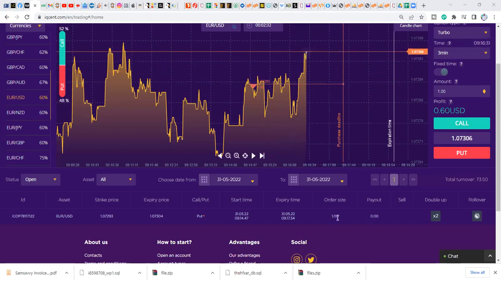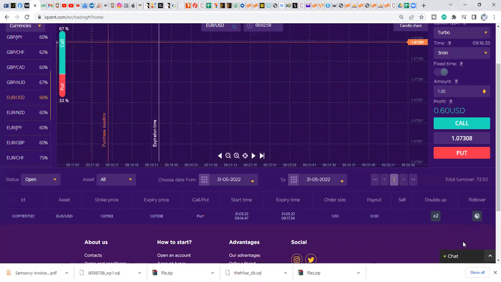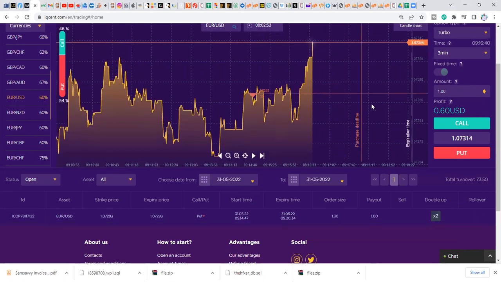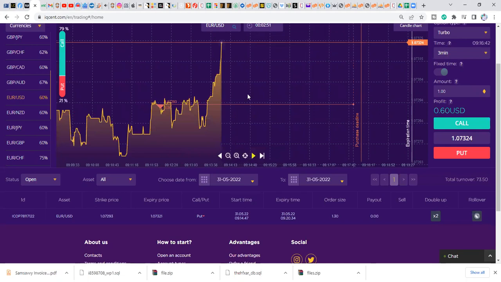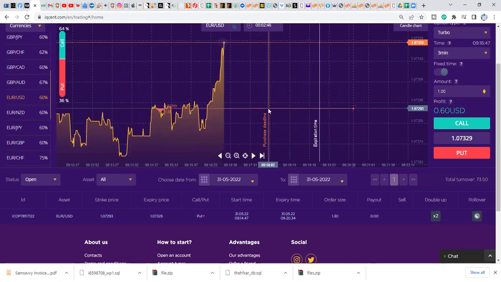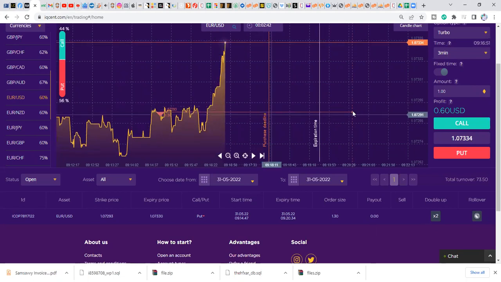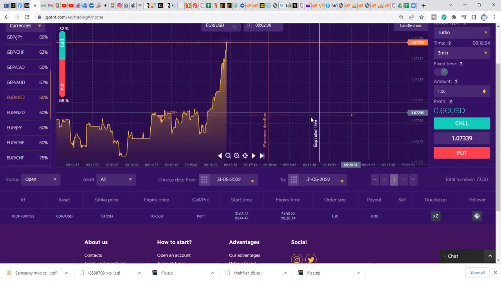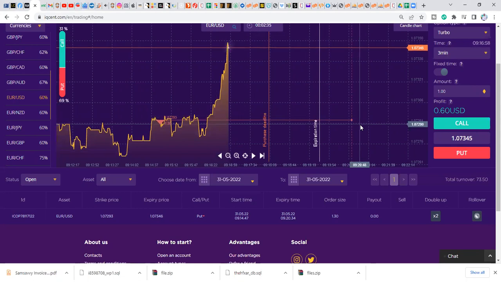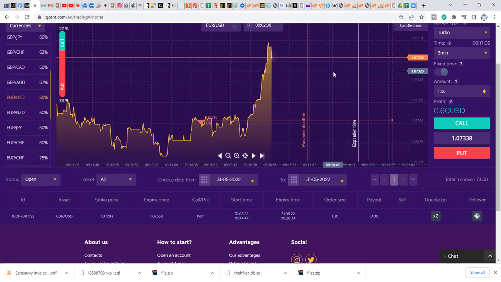But one good thing about this broker is you have a rollover option. Since the market is going upward and I'm not clearing, I just click this button. What this button does is it adds an extra 3 minutes for me. I'm supposed to end this trade here, but I clicked on rollover and it has added an extra 3 minutes. So I've not lost this trade yet, because this market might still come down. Remember, we didn't do any analysis before we went into this trade. That's the good thing about this broker.